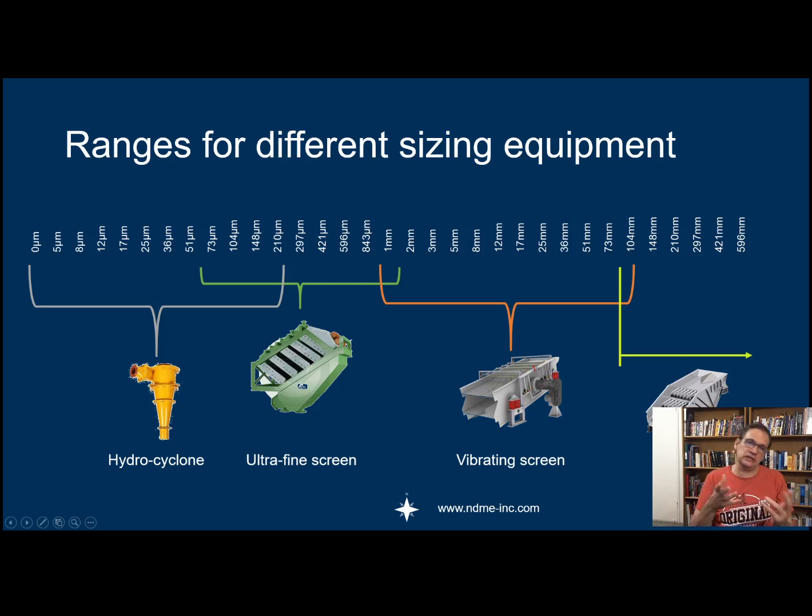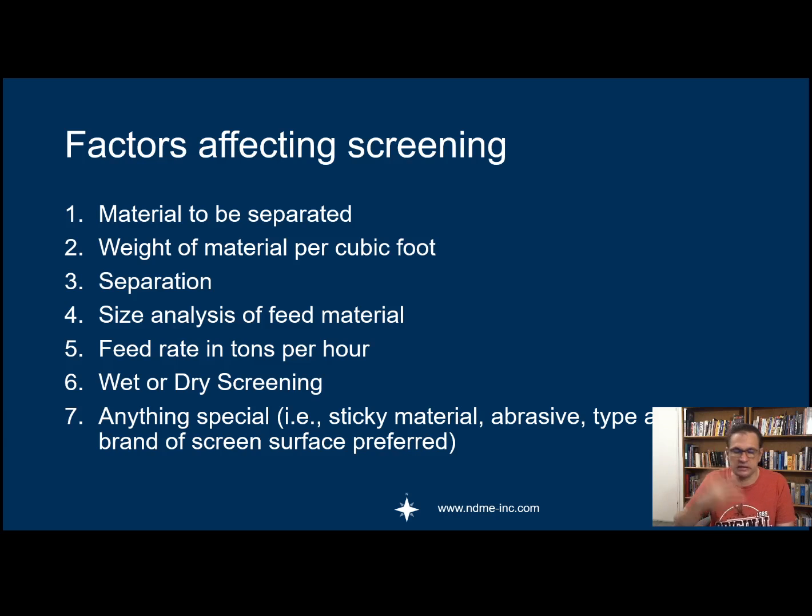And then grizzlies. They are also protectors. When material gets fed to a plant, it's the first device that the material sees before it enters a metallurgical processing facility, which is often followed by a crusher or whatever.